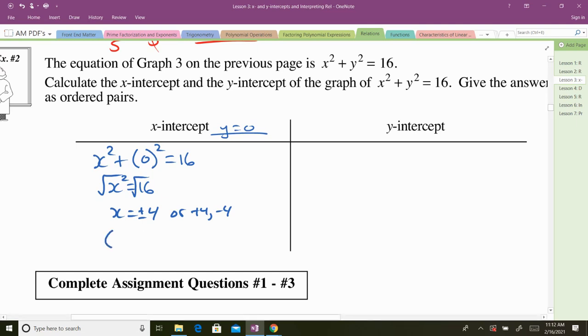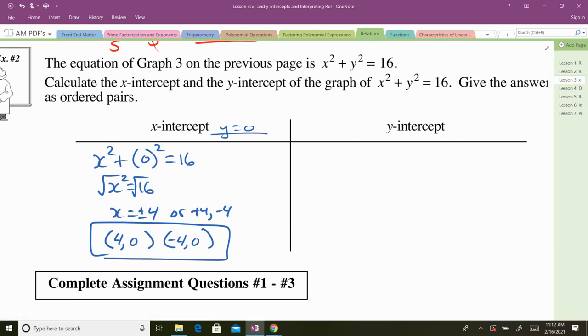Because that's the way of the universe. So you'll see in a sec. Okay. All right. So we have positive 4 and negative 4. Our y value is 0. So as ordered pairs, what do we write? 4, 0 and negative 4, 0. We have 2 x-intercepts.